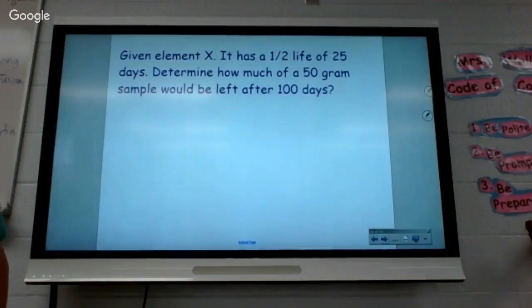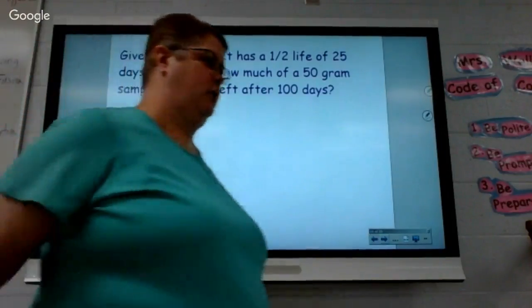Now, we have to be able to calculate a half-life if they ask us for one. So here's a typical sample problem. I'll give you a minute to write it down, and then I'll show you an easy way to calculate it. Some of you may know an easier math way. Fabulous if you do. I'm going to show you how to do it in a different kind of chart.